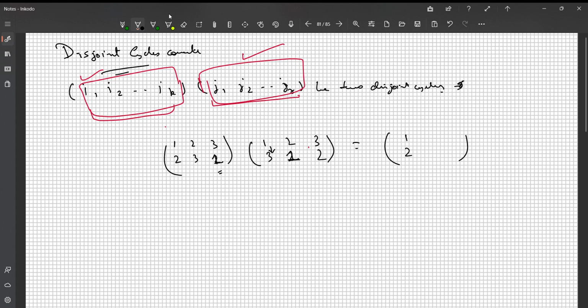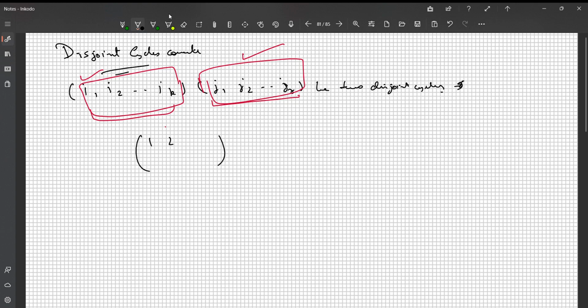So what does the product give? You have 1 going to 3 on the right and 3 goes to 1 on the left. 3 goes to 2 on the left, right? So 1 goes to 2. Clear? 1 goes to 3 here and 3 goes to 2 here. Or am I doing something wrong? Okay, 1 goes to 3 here and 3 goes to 1 here, correct? Yeah, 3 goes to 1.